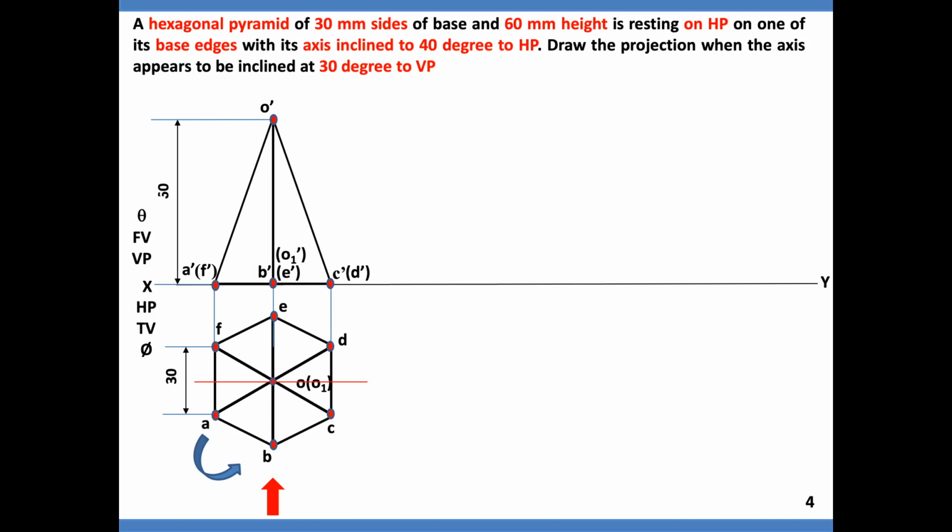Then it is telling that the axis is inclined at 40 degrees to HP, theta. Theta comes above the XY line. I have underlined it. Use 90 minus theta. Here in this problem they had given 40 degrees. 90 minus 40 is equal to 50 degrees. So leave some distance from here. Mark a point. Take your protractor and make a 50 degree line.